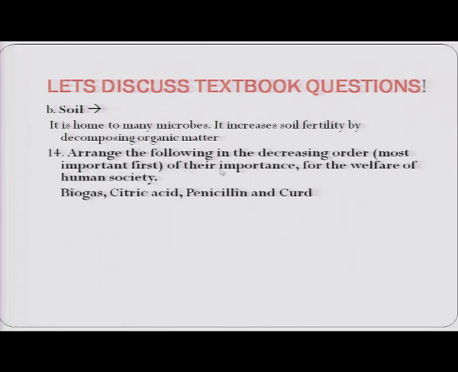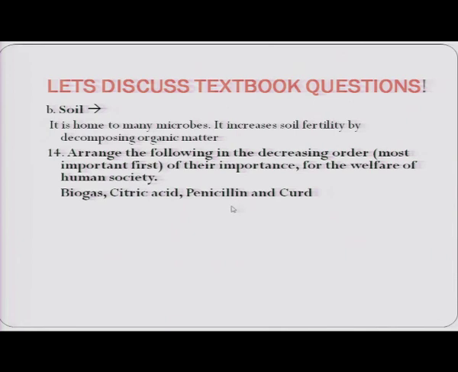Next question, arrange the following in the decreasing order of their importance for the welfare of human society. So, here in this question you have been given different products which can be obtained by the use of microbes, and you have to arrange them in the decreasing order of their importance. So, what are those products? Biogas. Biogas can be used as a fuel, especially in rural areas. Citric acid is used in preservatives and other compounds.